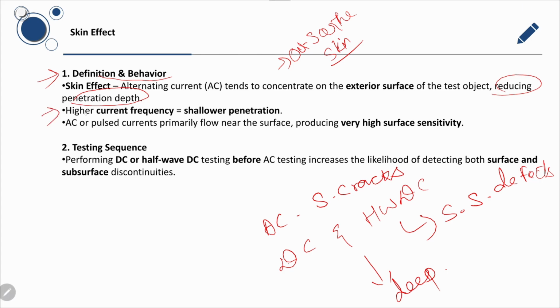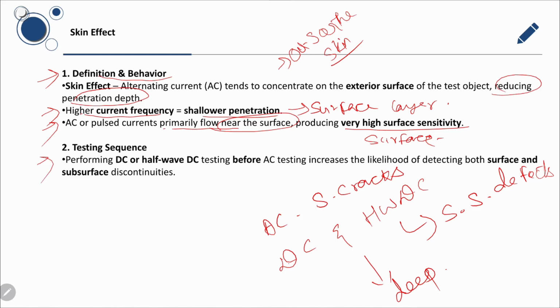The next point is higher current frequency is equal to shallower penetration. This means the higher frequency alternating currents only travel along the surface layer. The next point is AC or pulsed currents primarily flow near the surface. This produces very high surface sensitivity, making them excellent for detecting surface breaking cracks or flaws.